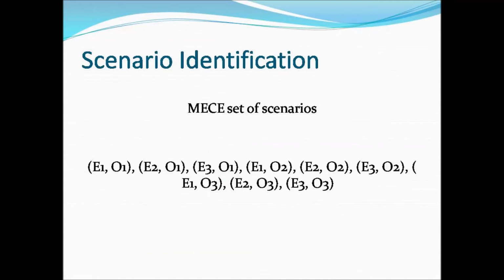Now that we've compiled a list of events and outcomes, we are able to create a set of scenarios. This is done by mix matching all events with all outcomes. So now we are sure that there are no possible combinations of events or outcomes that could be missed. This gives us a complete and full set of scenarios.